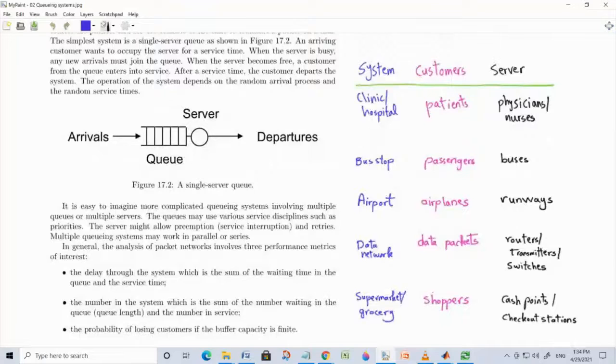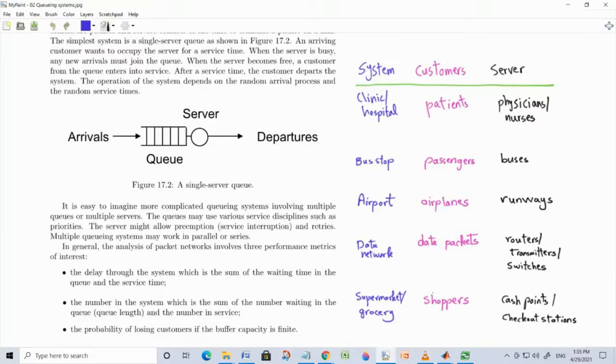So my point with this table on the right is to tell you that queuing systems can be anything. Customers can be anything and the service can be anything. The example that I gave is an emergency room in a hospital. So a hospital, a clinic, an emergency room can be considered queuing systems, and the customers will be the patients, and the servers will be the nurses, the physicians, the medical team.